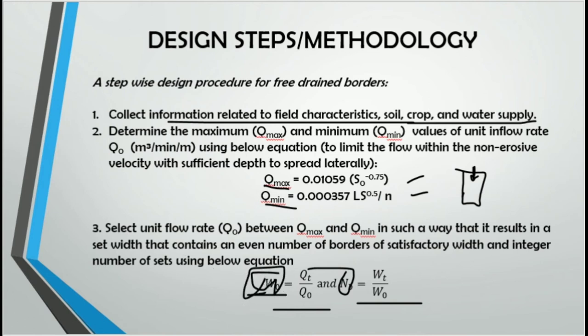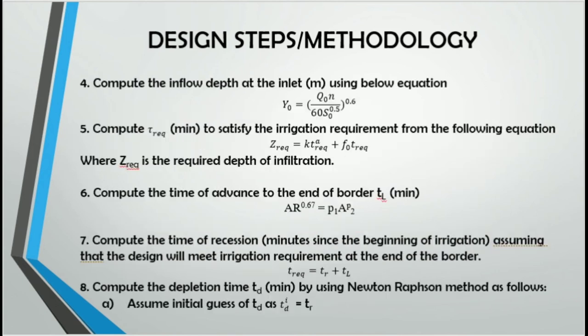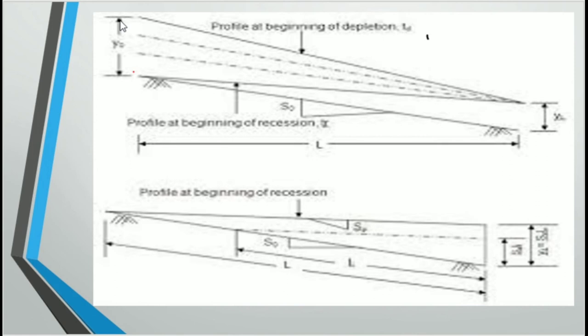Okay, and then next is fourth: compute the inflow depth at the inlet in meters using the equation below. So the inflow depth is just basically this. The inflow depth is the YO. The inflow depth is the depth of water when you start opening your irrigation. So what is the required, or the maximum, inflow depth that will be with your inflow rate?